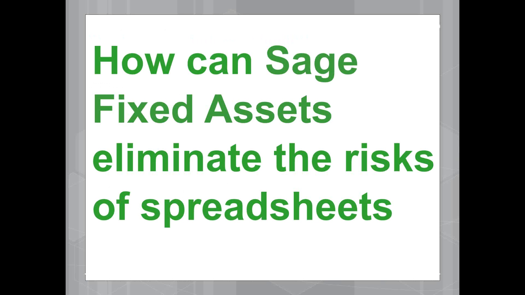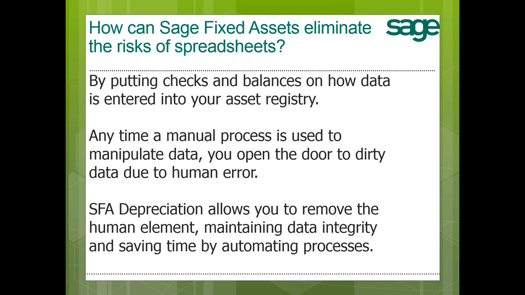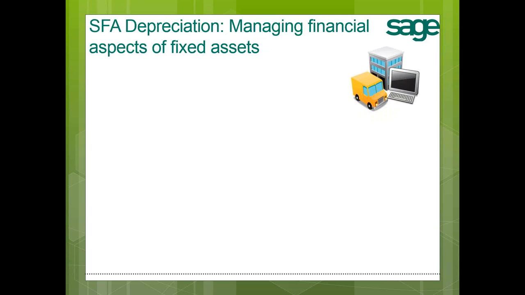So how can Sage Fixed Assets help you eliminate the risk of spreadsheets? Well, first and foremost, by putting checks and balances on data entry. Again, anytime manual processes are used to manipulate data, you run the risk of letting bad data into your asset registry due to human error. Sage's depreciation solution enables you to control the human factor, maintaining data integrity and saving time by automating processes.